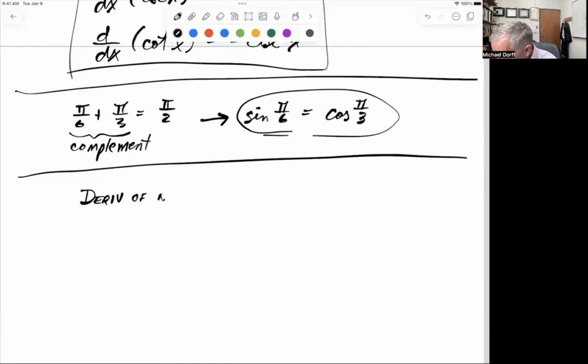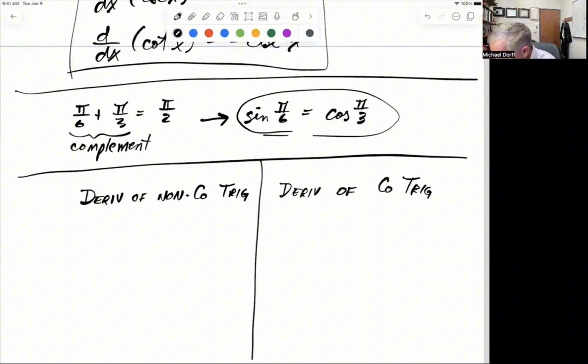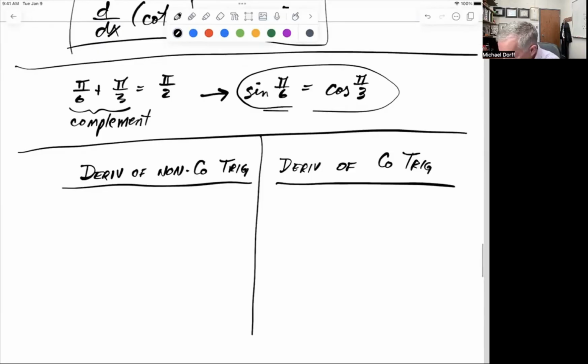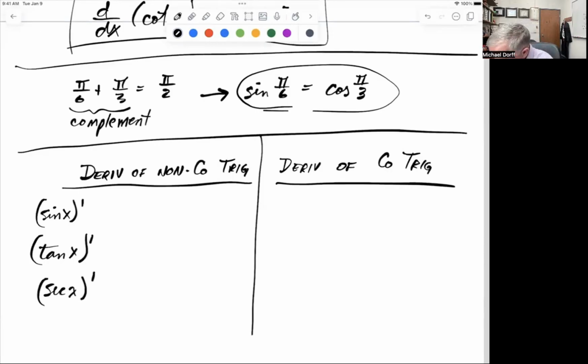So derivatives of non-co trig functions, and then we have derivatives of co-trig functions. So what are my non-co ones? I've got sine, I've got tangent, and I've got secant. None of these have co in front of it. But what are the equivalents of these? Well, if I take the sine and put a co in front of it, I get cosine. If I take tangent, put a co in front of it, I get cotangent. And if I take secant and put a co in front of it, I get cosecant.